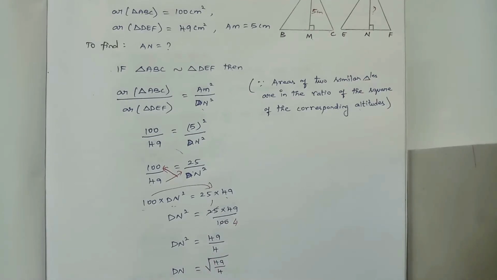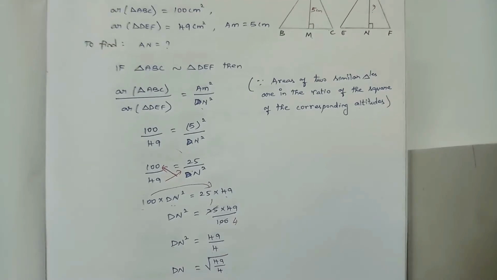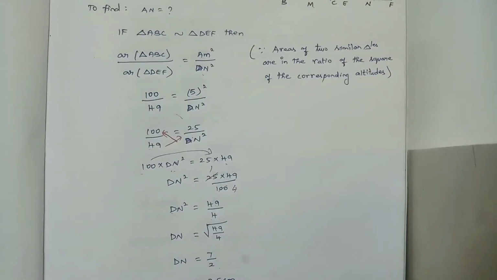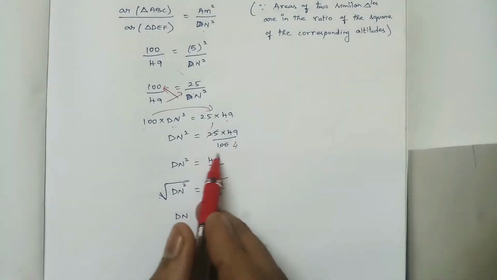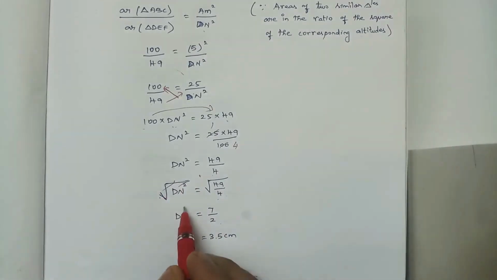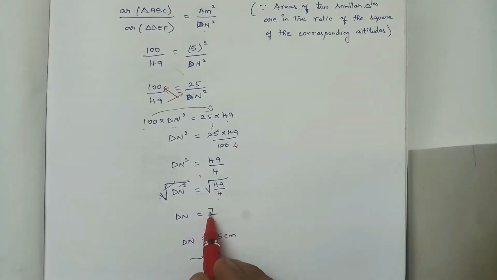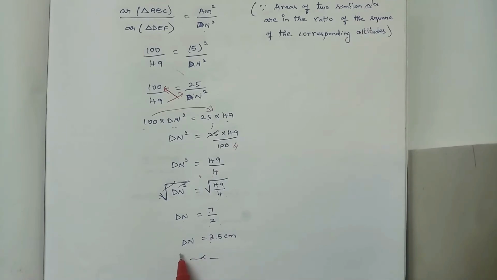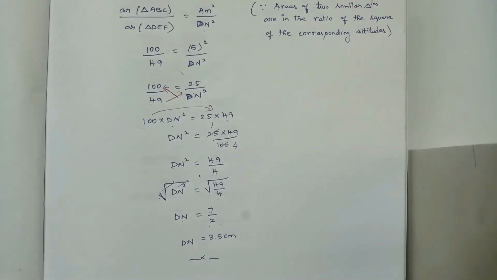But what we want to find is the value of DN alone, not DN square. How do we convert the square? By taking square root on both sides. Square root of DN square is equal to square root of 49 divided by 4. The square will get cancelled. Square root of 49 is 7, square root of 4 is 2, and 7 by 2 is 3.5 centimeter. Therefore, the altitude of the other triangle is equal to 3.5 centimeter.